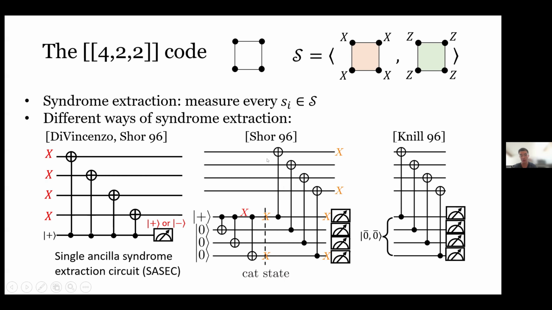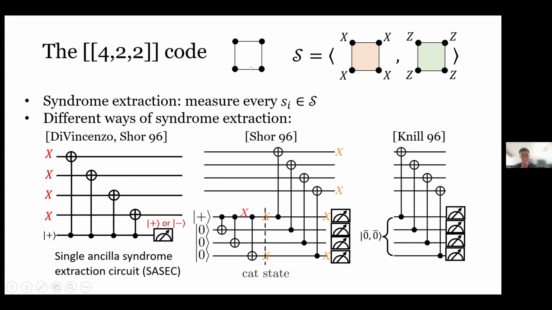So for example, if you want to measure a product of four X's, you prepare a cat state of length 4, and then do a CNOT between the physical qubits in the code and the qubits at the cat state. And then you measure the entire cat state. And based on these measurement outcomes, you can infer the value of the product of four X's.